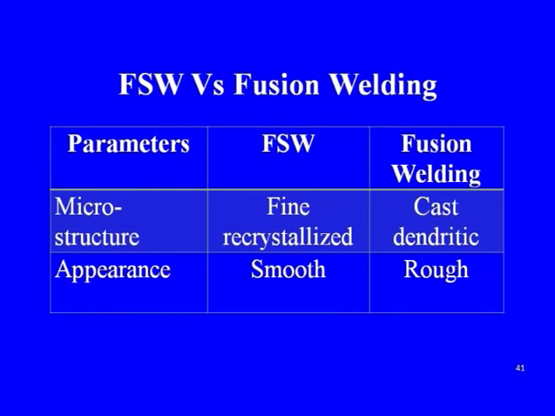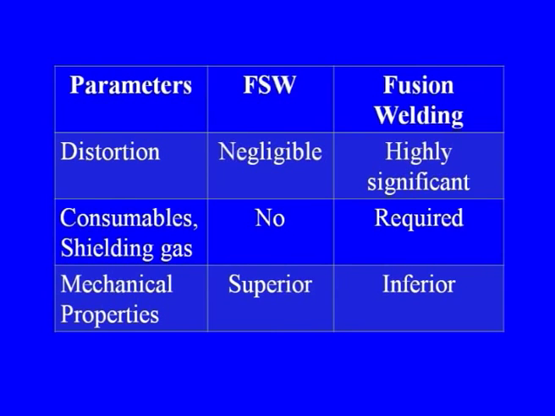If we try to compare FSW and fusion welding processes, then microstructure wise, the friction stir welding process produces a very fine recrystallized microstructure, whereas the fusion welding process usually gives a cast and dendritic structure. Then appearance wise, friction stir welding gives a very smooth appearance of the joint, whereas the fusion welding process gives a rough surface. Then if we see the consumable of sealing gases, there are no sealing gases, as we have already discussed, in the friction stir welding process. But in the fusion welding process, sealing gases are required.